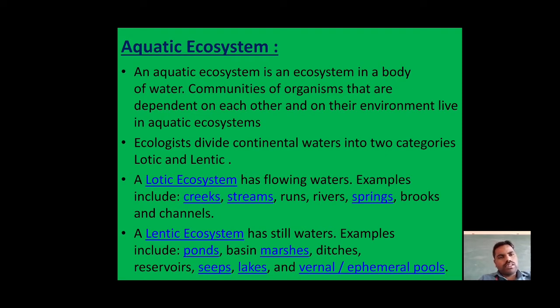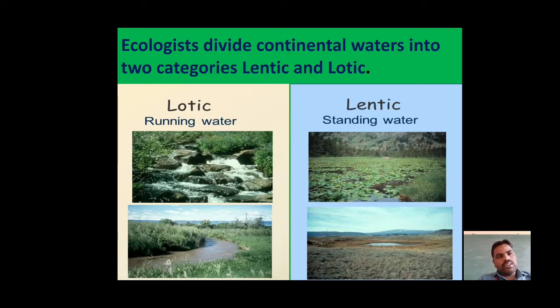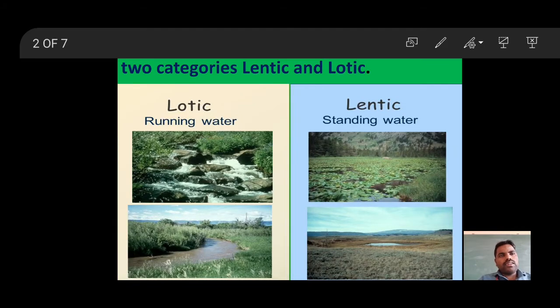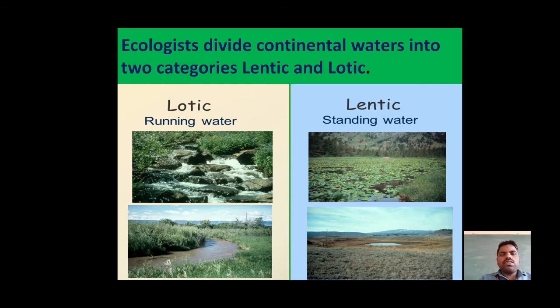First I will show you one image. What is the meaning of lotic and lentic ecosystem? In the image, on the left side we can see the lotic ecosystem, and on the right side we can see the lentic ecosystem. On the left we see running water; lotic ecosystem means water in a running state. Lentic ecosystem means standing water.